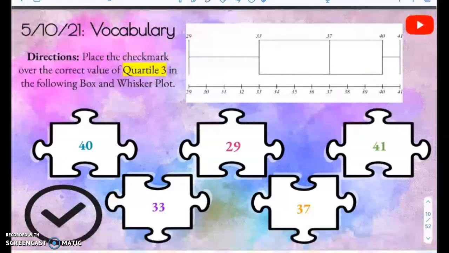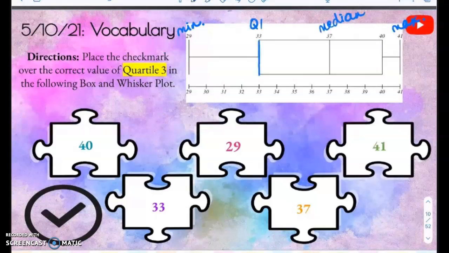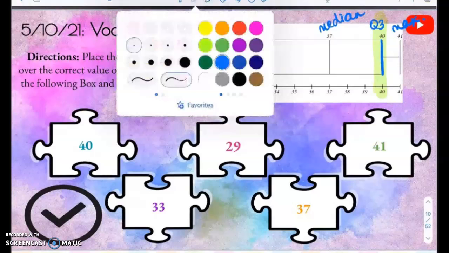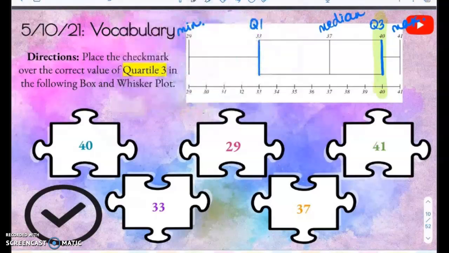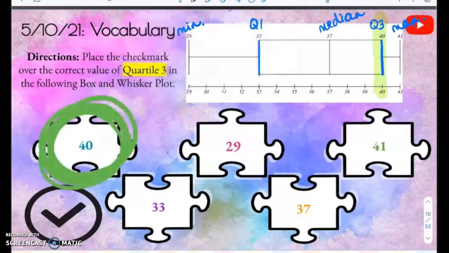I know that this is the minimum number, the smallest. The biggest number is the maximum. I know the median is the middle. And then I know this is quartile 1 because it's that first line of our box. Then our third line of our box is our quartile 3. So look at that. Quartile 3 here is at 40. So we are going to place that check mark over the 40 puzzle piece. And that is going to be it for this video. Great job.